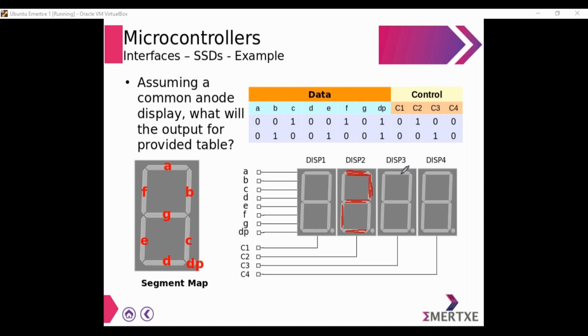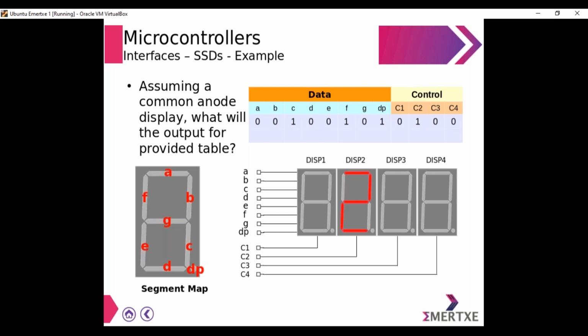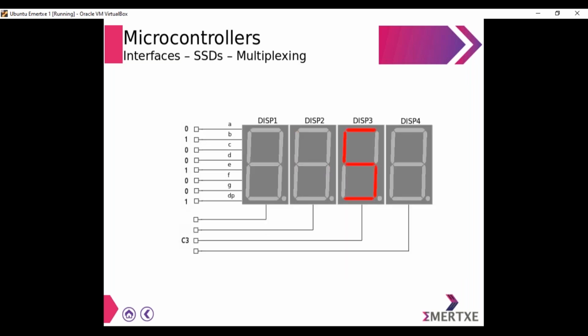Coming to the third SSD, 0 for A is going to get it turned on. B is not written. So C is 0. Then D is 0. Sorry, E is not there. F is 0, and this is 0. Please ignore this E, I wrote it by mistake. So 5 has to be displayed on the third SSD. So you can observe here, 2 gets displayed, then 5 has to be displayed.